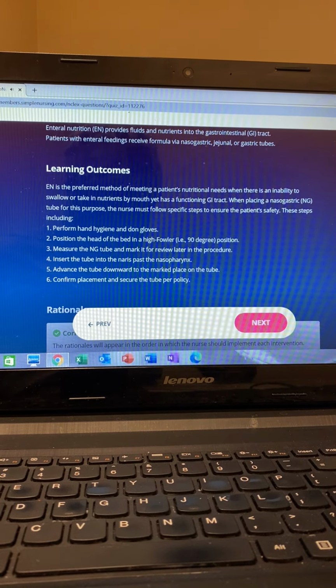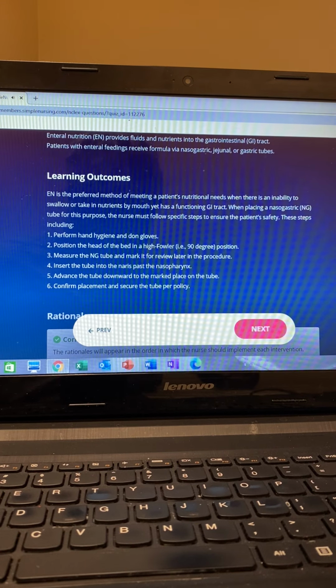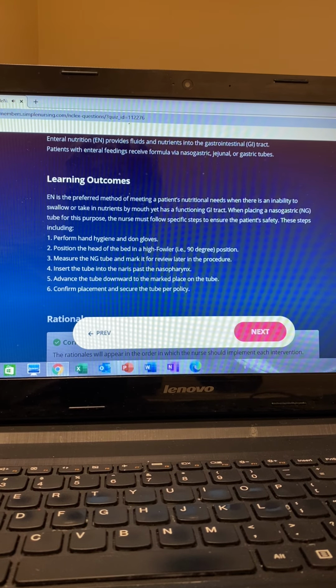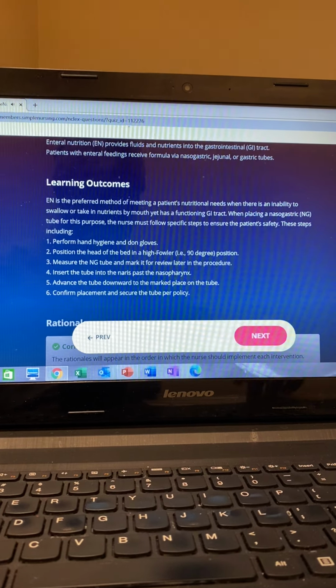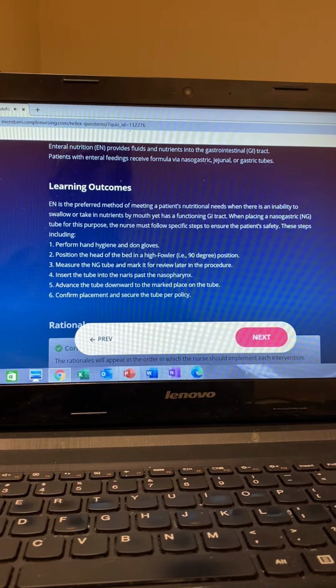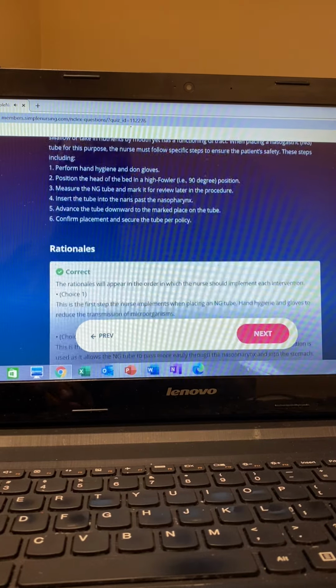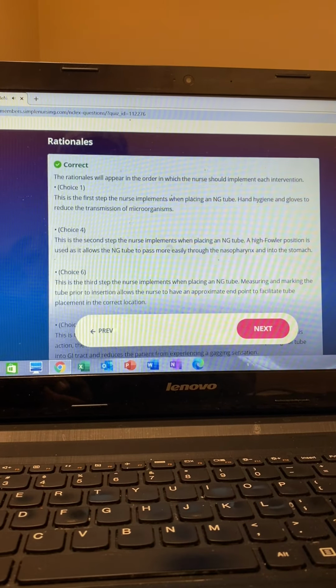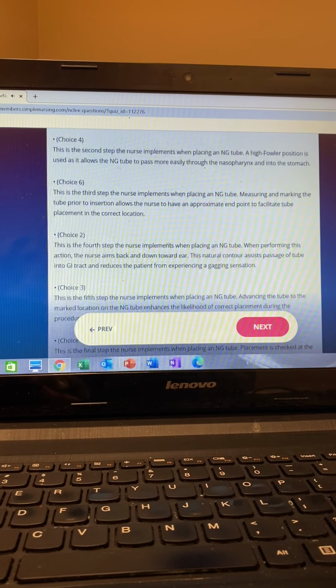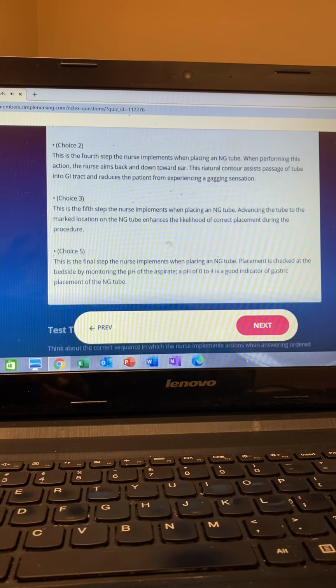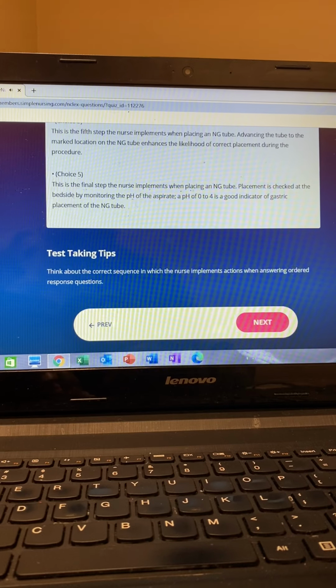So first is option number 1. Guys, we always wash the hands before and after care and always apply gloves as standard precautions. Now, step 2 is option 4. We raise the patient to proper position for the insertion. Now, step 3 is option 5. We always measure that nasogastric tube and mark where the tube will end and be secured.